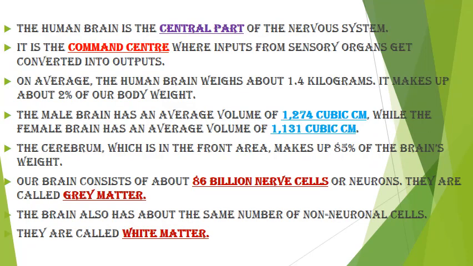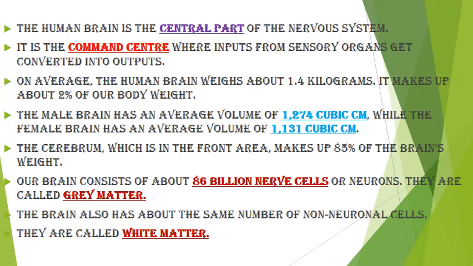So the human brain is the central part of the nervous system. It is the command center where inputs from sensory organs get converted into outputs. On average, the human brain weighs about 1.4 kilograms. It makes up about 2% of our body weight. The male brain has an average volume of 1274 cubic centimeter, while the female brain has an average volume of 1131 cubic centimeter. The cerebrum, which is in the front area, makes up 85% of the brain weight.